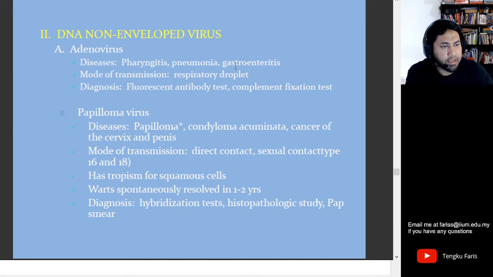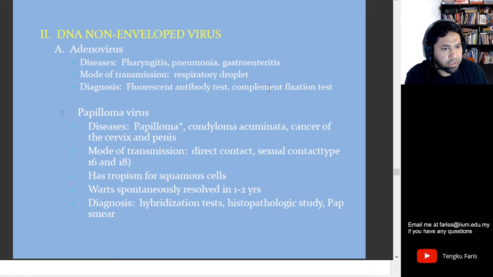If you're sneezing, if you have any droplets coming out from your nasal route or from your respiratory routes, it can immediately infect other people. How can we diagnose them? Through the fluorescence antibody test and complement fixation tests.